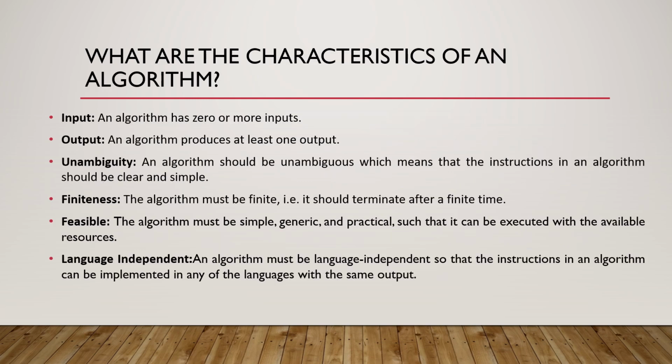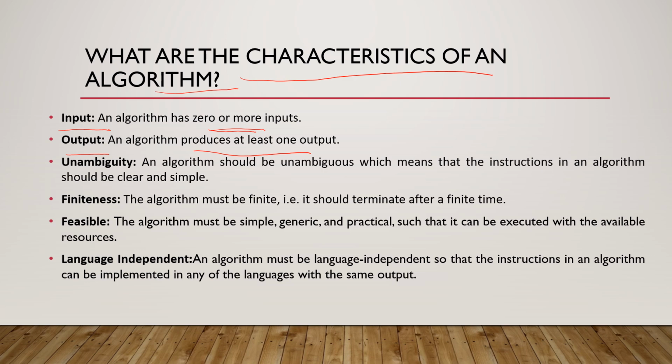The next topic is what are the characteristics of an algorithm. The following are the characteristics of an algorithm. First is input. An algorithm can have some input values. We can pass zero or some input values to an algorithm. Next is output. We will get one or more outputs at the end of an algorithm.